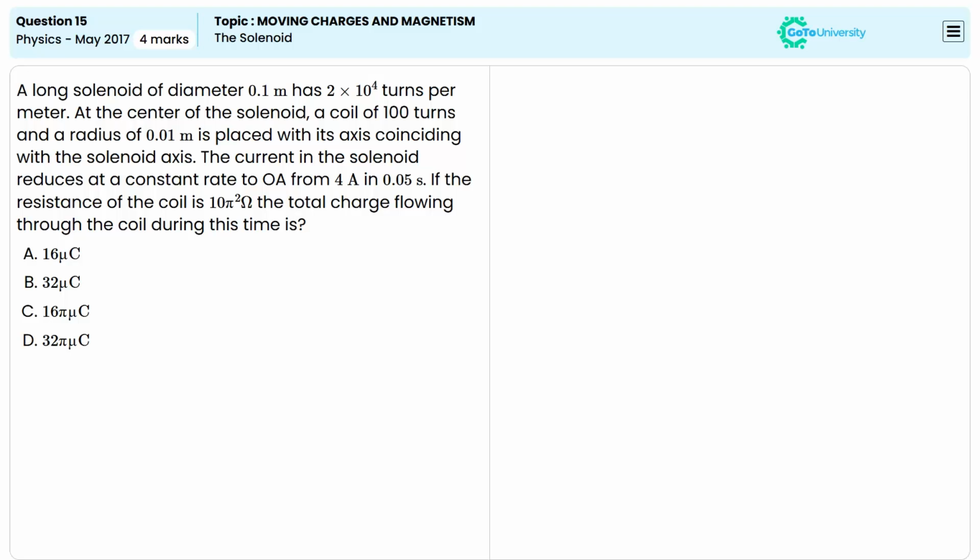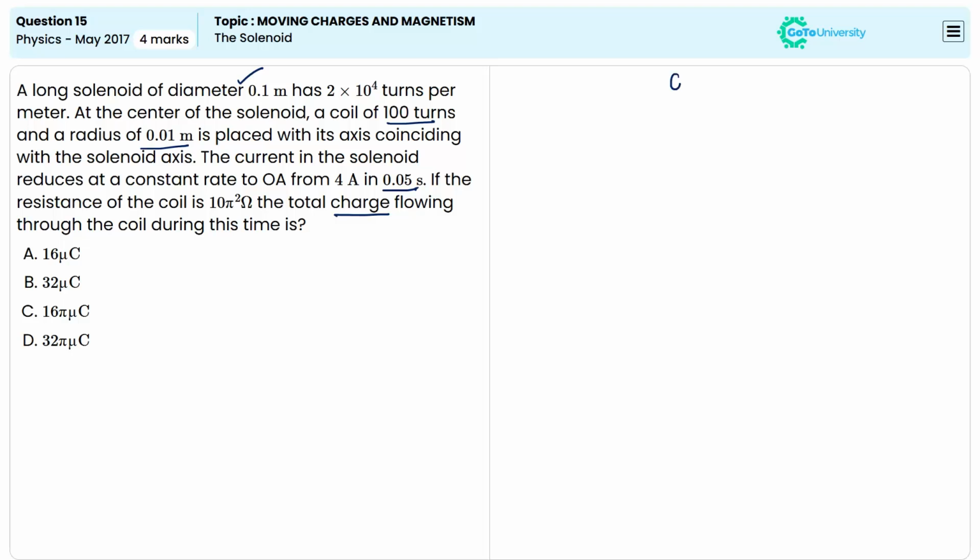What is the value of total charge flowing through the coil during 0.05 seconds? The diameter of a long solenoid is given in the question. At the center of the solenoid, a coil of 100 turns and radius of 0.01 meter is placed with its axis coinciding with the solenoid axis. The current in the solenoid reduces at a constant rate to 4 ampere in 0.05 seconds, and the resistance becomes 10 pi square ohm. So the question is, what will be the value of total charge at that time?